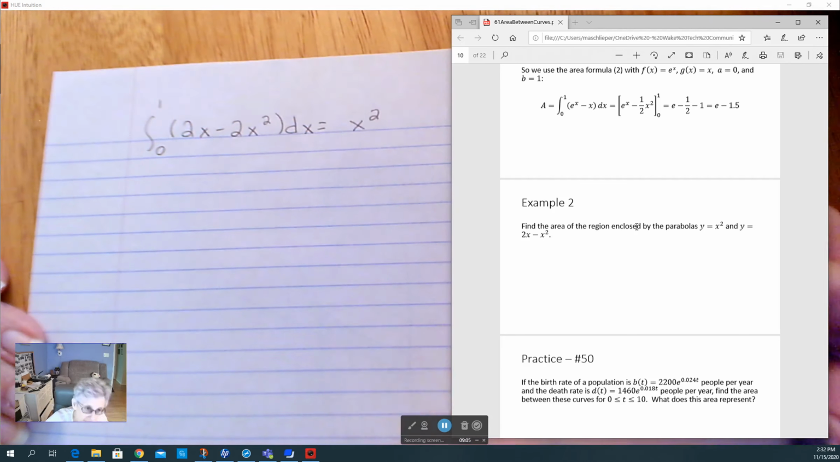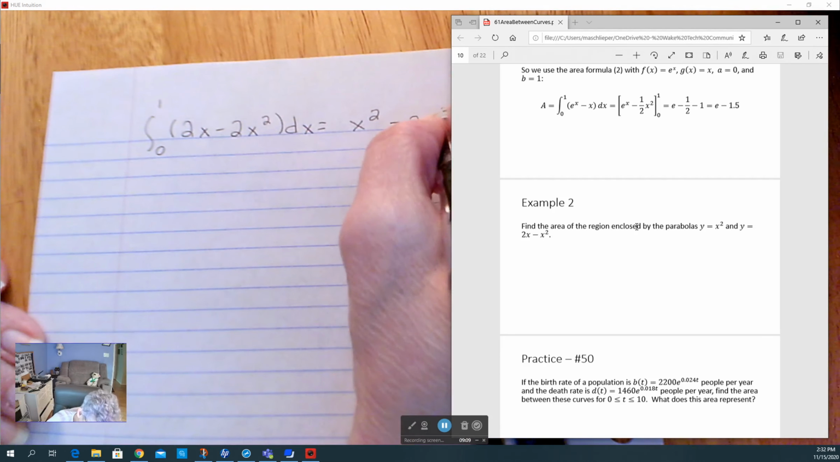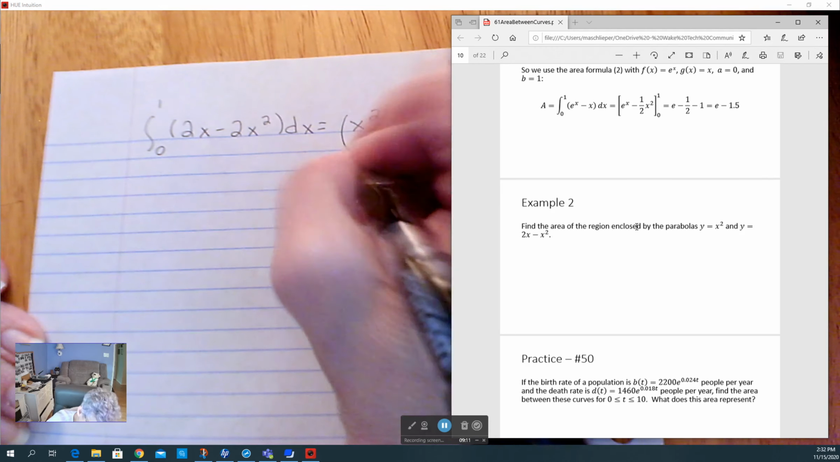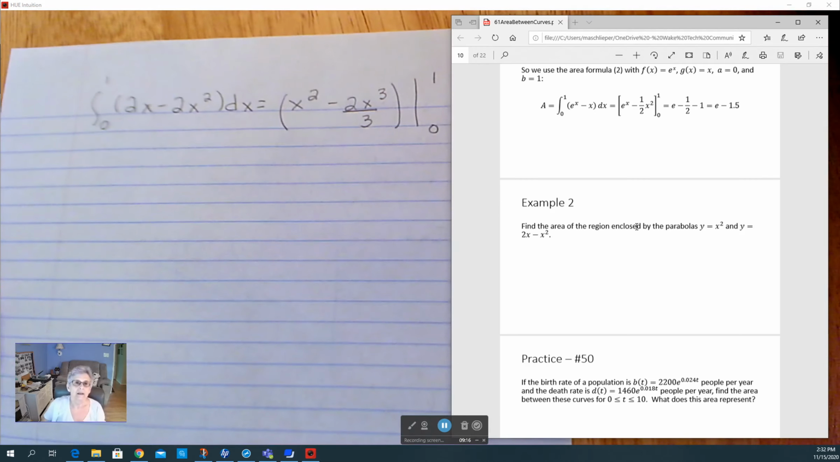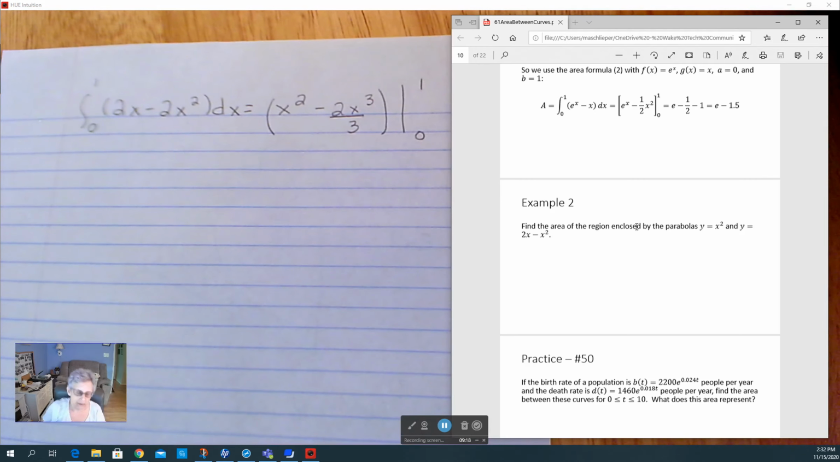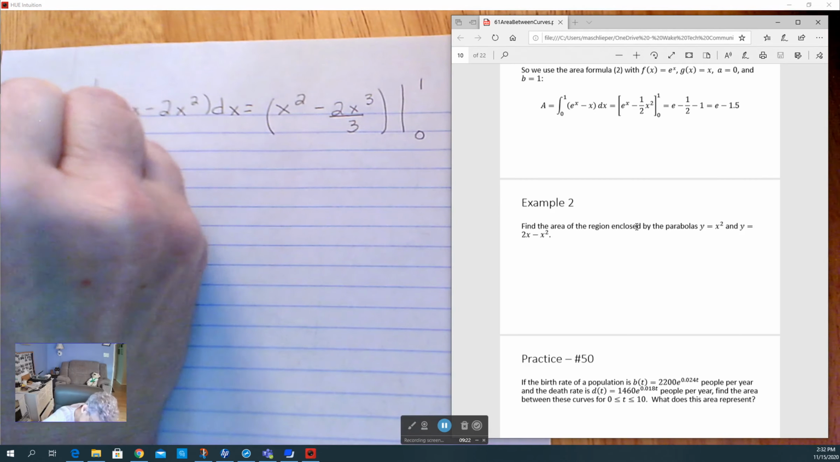is add 1 to the exponent, divide by the new exponent, add 1 to the exponent, divide by the new exponent. And it's always extra nice when one of my inputs is 0, because all I have to do is plug in the 1.